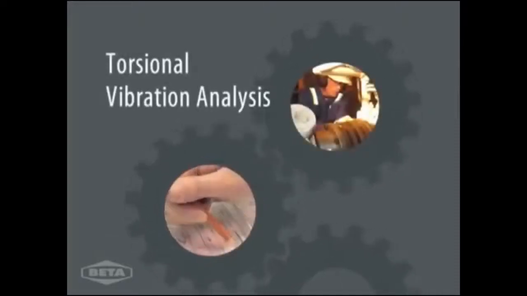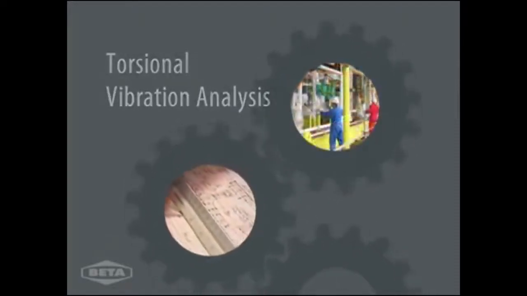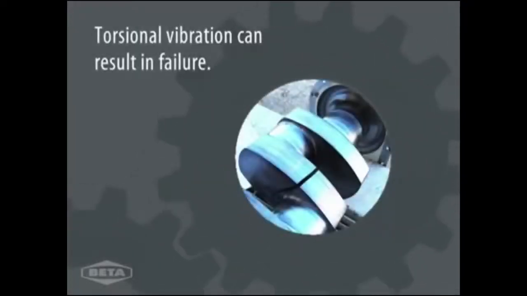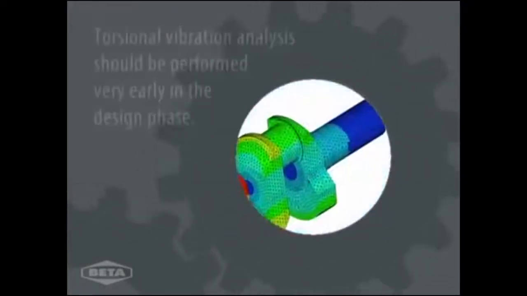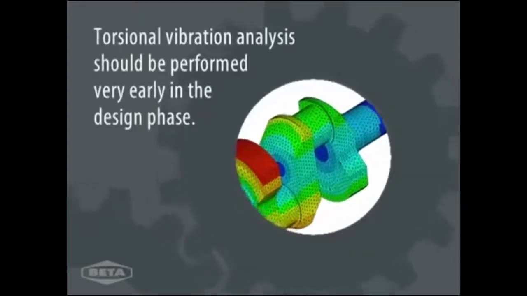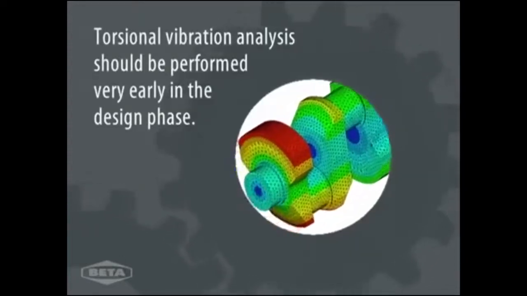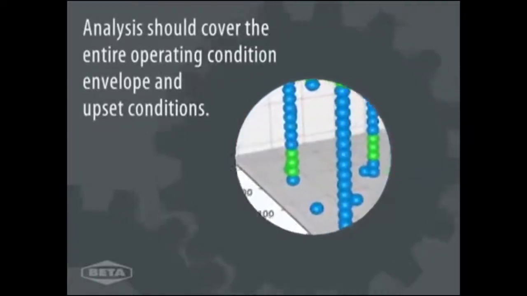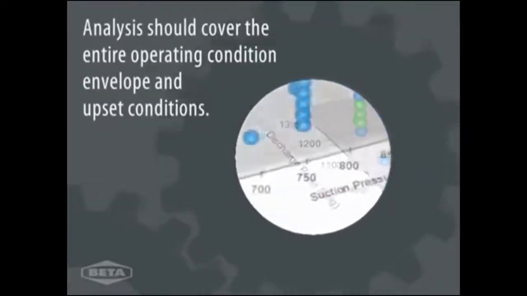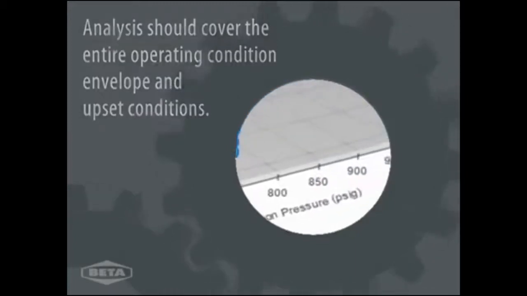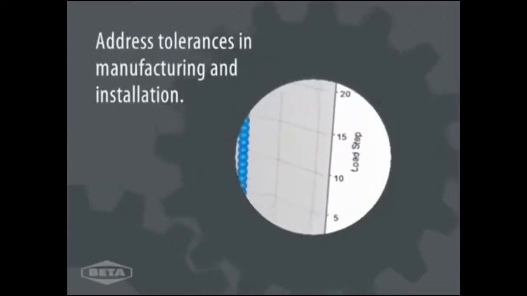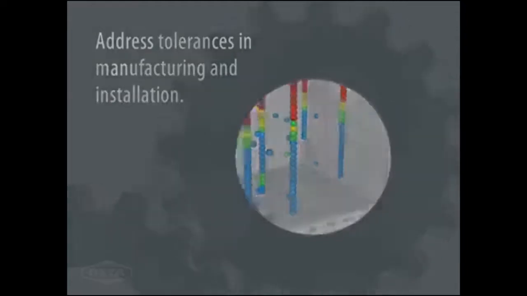The next time you are involved with ordering or designing a rotating system, it is highly recommended that you have a torsional analysis performed. This module is a brief introduction on torsional vibration analysis. The key points are that torsional vibration can result in failure. A torsional vibration analysis should be performed very early in the package design phase. The analysis should adequately cover the entire operating condition envelope, including upset conditions, while addressing tolerances in manufacturing and installation.